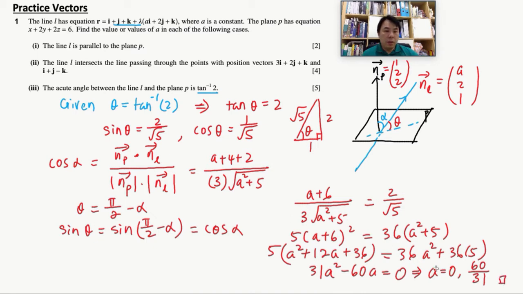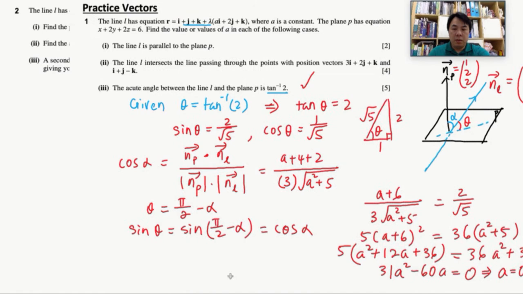Alright, now there you have it. These are the two possible values for a that satisfy these conditions here. Right. Now I hope that is useful for this example. We're going to continue on to the second question now.